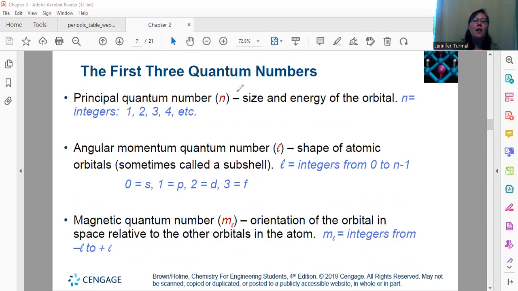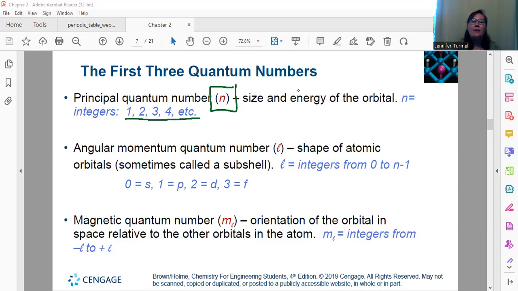Okay, so first of all, our first one that we have here is the principal quantum number n. Okay, and n is the size and energy of the orbital. So it's the energy level or the size of the orbital. And n can be integers from 1, 2, 3, 4, etc.